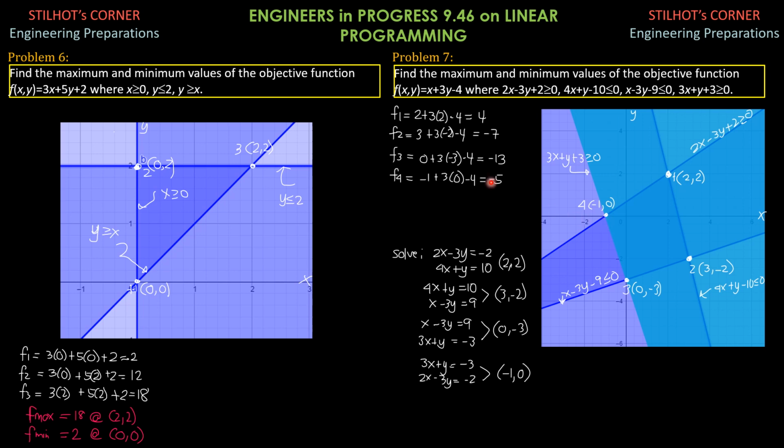Therefore, the maximum value is 4 and it occurs at 2, comma 2. And the minimum value is equal to negative 13 and it occurs at 0, comma, negative 3. So that's it for this problem. Let's proceed to the applications.